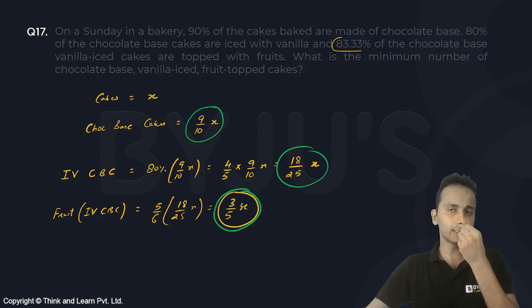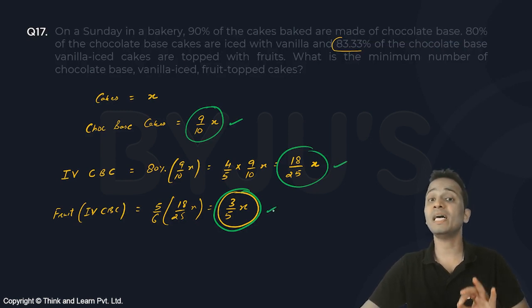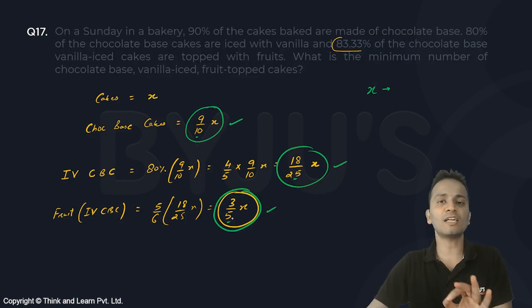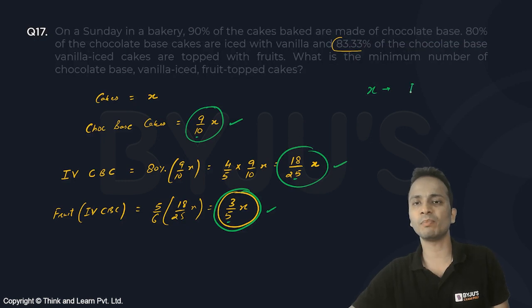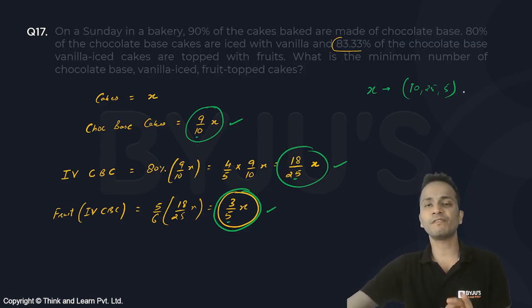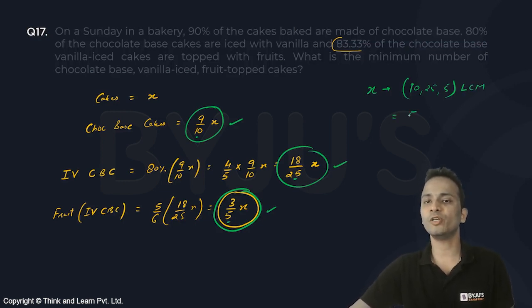So the value of X should be selected such that each of these should come out to be a natural number. Fine. So that means X should be completely divisible by 10, 25, and 5, which are the denominators of these fractions. So if I want to find out the minimum value of X, which is divisible by 10, 25 and 5, I'm looking at the LCM of these three numbers, which is equal to 50.